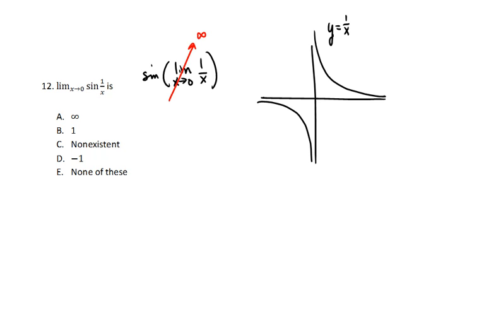The function y equals 1 over x looks like this, and as you're approaching 0, from one side you go to positive infinity, from the other side you go to negative infinity, and there is no limit as sine approaches positive infinity or negative infinity. It doesn't exist. This is the classic example of a limit not existing due to oscillation. And we'll go on to problem number 13.